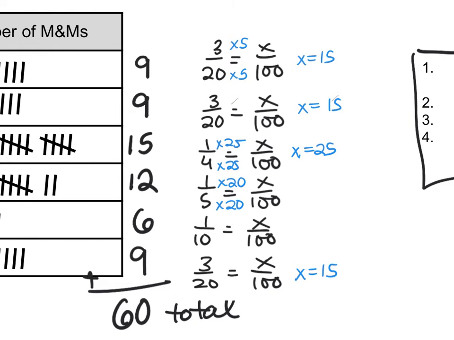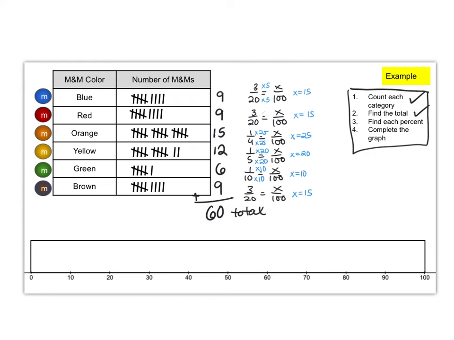And 1 times 20 is 20. So x is 20. Finally, 10 times 10 is 100. And 1 times 10 is 10. So x is 10. So now we know the percentage for each category of M&M. There's 15% that are blue, 15% of the bag is red, 15% of the bag is brown, 25% of the bag is orange, 20% of the bag is yellow, and 10% of the bag is green.